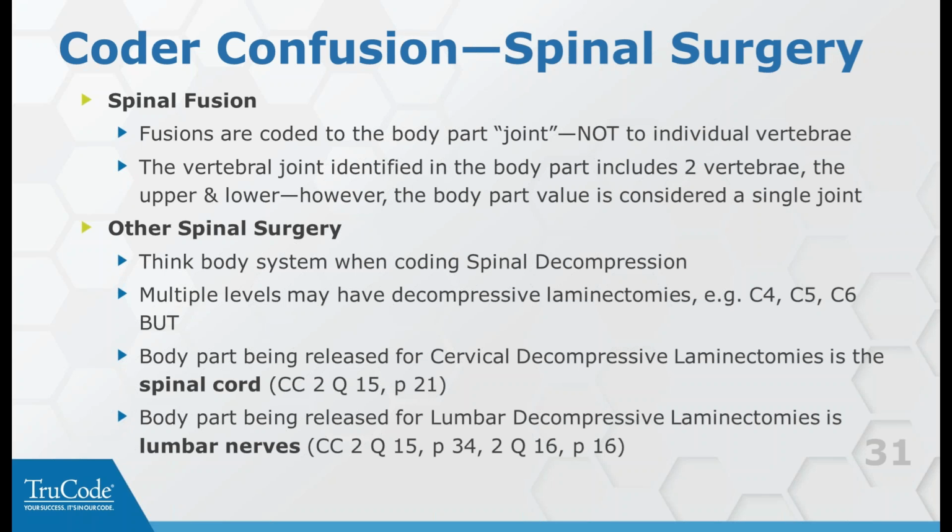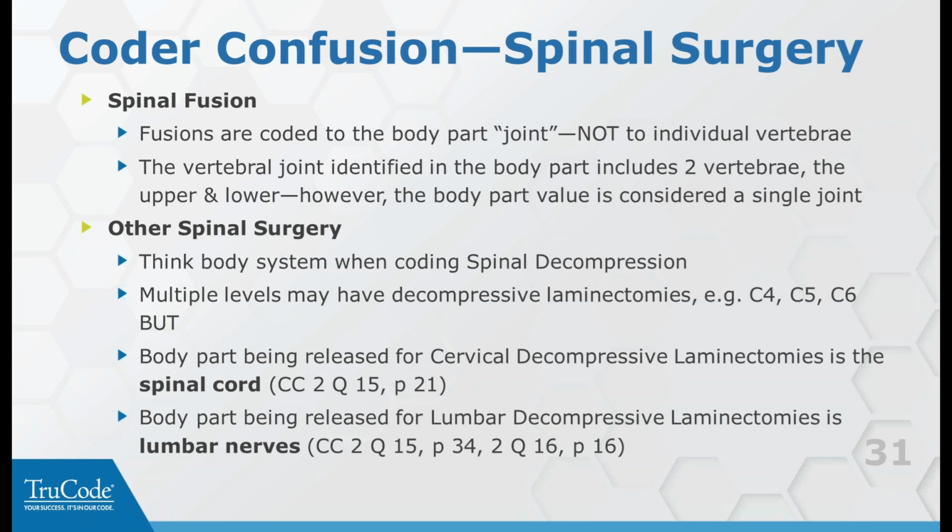But all of that is considered a single joint when you're counting the body part values. Also with spinal decompressions, you're having to think about what body system is involved in that. They usually do multiple levels when they do decompressive laminectomy, such as C4, C5, and C6.